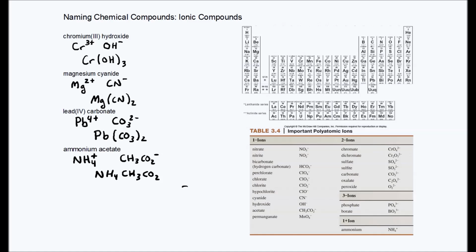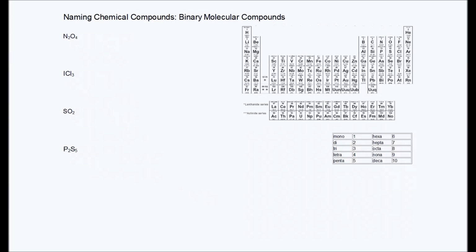CH3CO2. Oh, by the way, sometimes you'll see the acetate ion written instead as C2H3O2 minus. That's just an alternate way of writing the acetate ion. This way is more chemically specific, that way is more shorthanded. But you'll often see both.